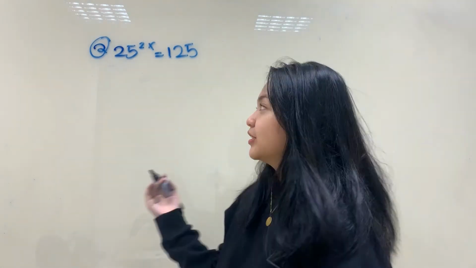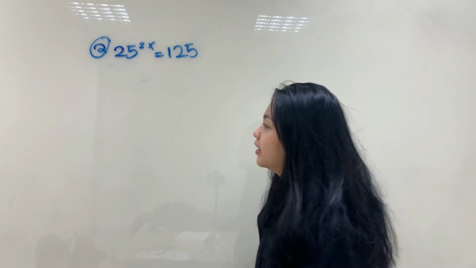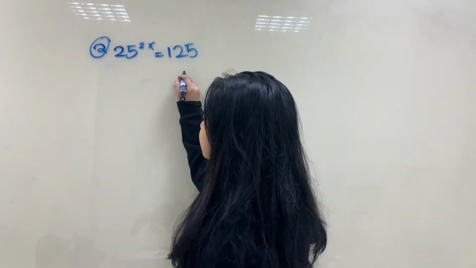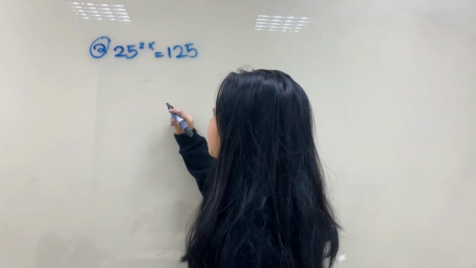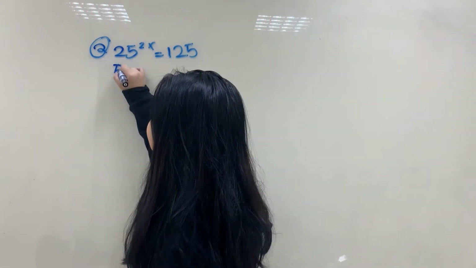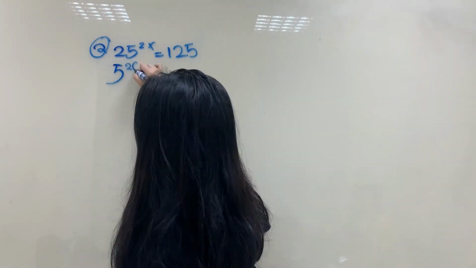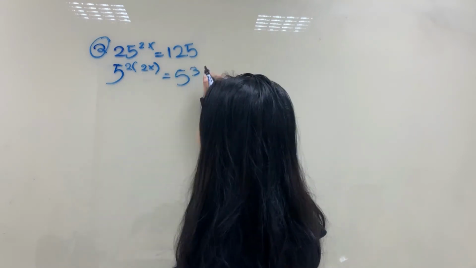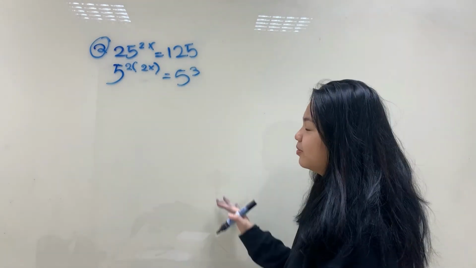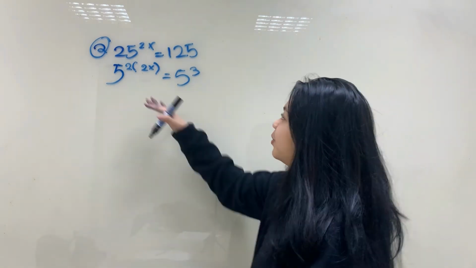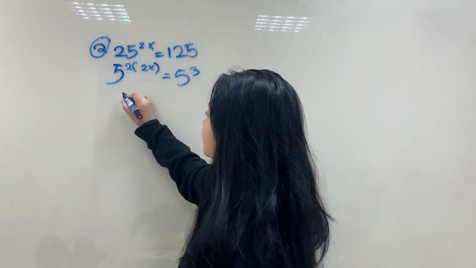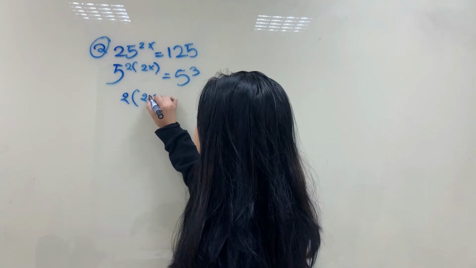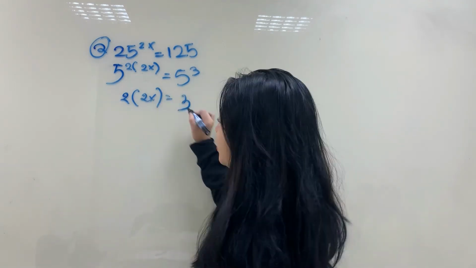So, same process lang siya katulad dun sa problem number 1 natin. So, kailangan same yung basis. Ang ginamit natin, square root at cube root. So, magiging ganito siya. 5 raised to 2x is equal to 5 raised to 3. Ganyan. Since same na yung base niya, i-bring down na natin yung exponent sa taas. So, 2x is equal to 3.